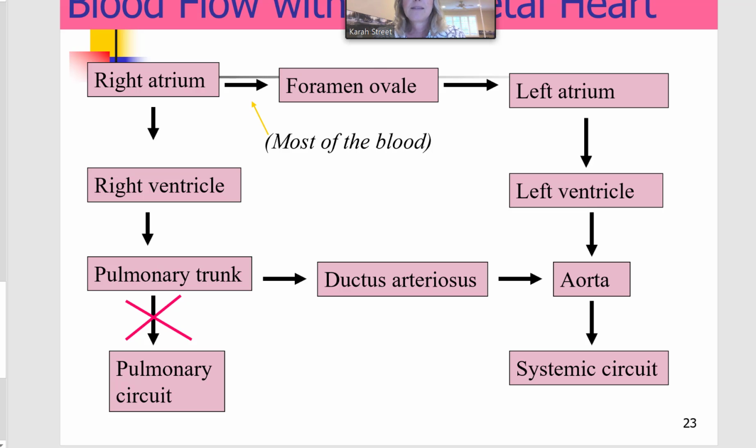Blood that gets into the right ventricle on its way to the pulmonary circuit gets ejected into the pulmonary trunk, and instead of going into the pulmonary circuit, it travels through a connecting vessel between the pulmonary trunk and the aorta called the ductus arteriosus. That turns into the ligamentum arteriosum.